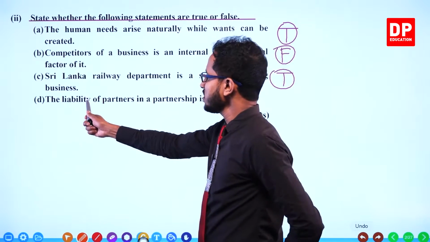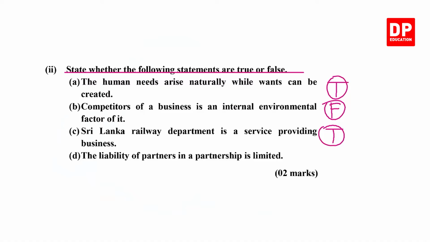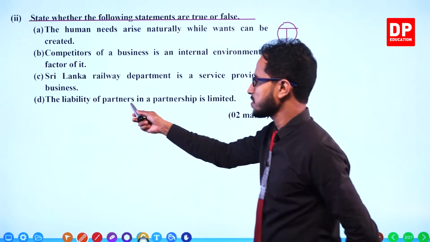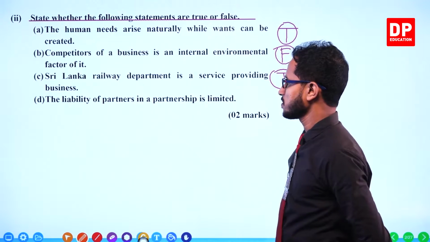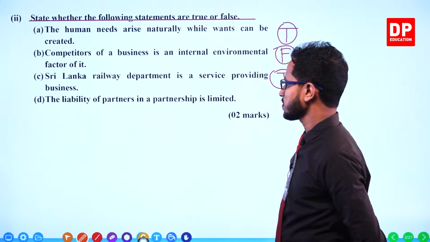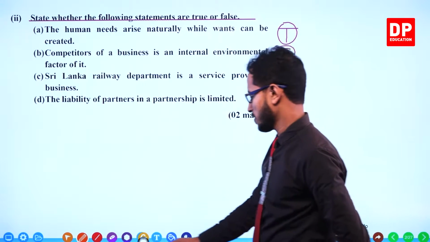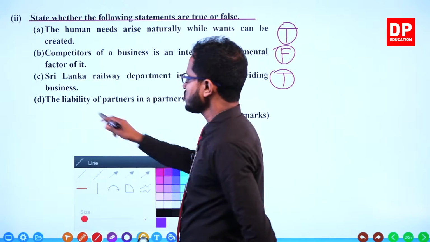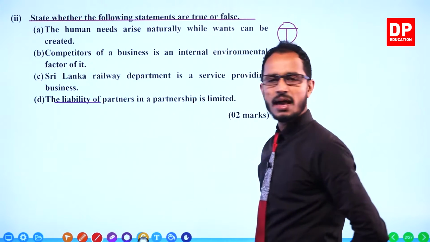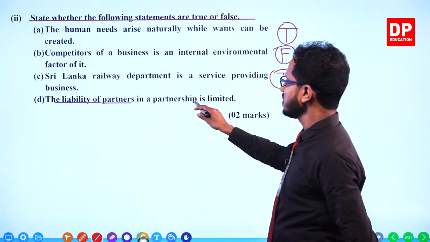The liability of partners in a partnership is limited. Well, that is an interesting statement. The liability of partners in a partnership business is limited. All right. Now, children, they are talking about liability now. They are saying liability of partners is limited.